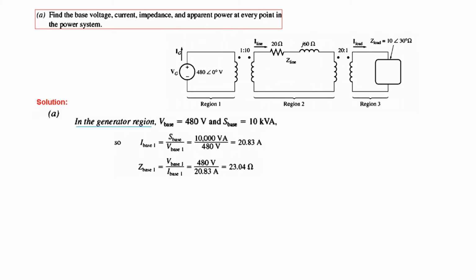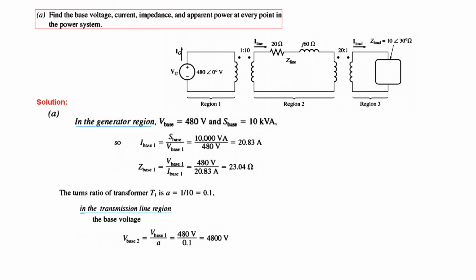Now we come to the second region. The turn ratio of the transformer is alpha is 1 over 10, that is 0.1. So this is the turn ratio. Now in the transmission line region, that is in this region, the base voltage will be, obviously it is a high voltage, so 10 times high. So V base 2 we can find as V base 1 divided by the turn ratio or the transformer ratio, which is 480 divided by 0.1, so 4800 volt is the base voltage here.